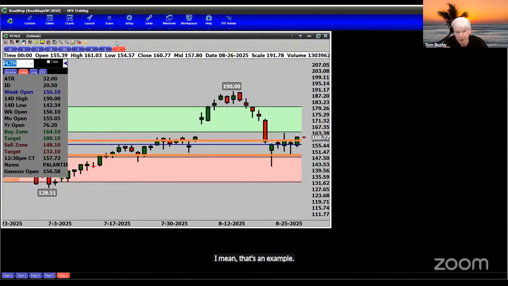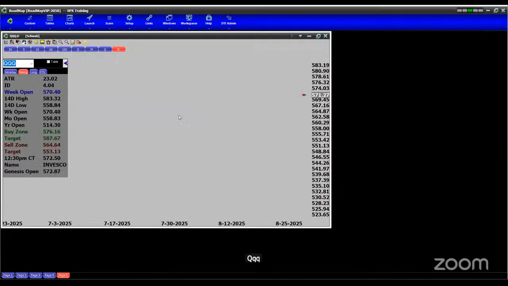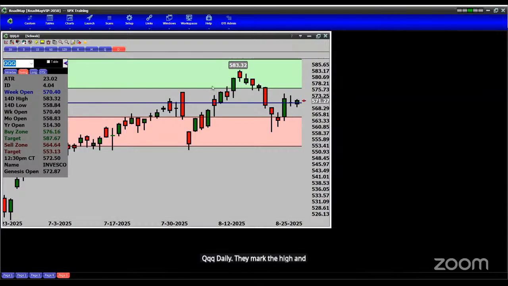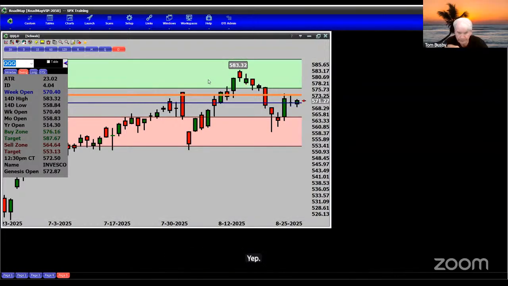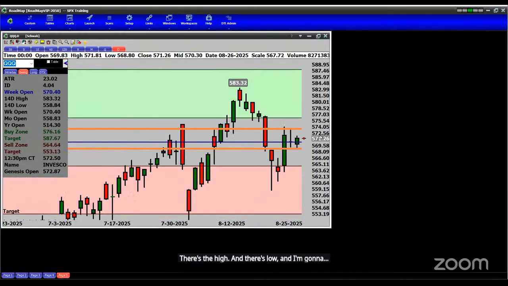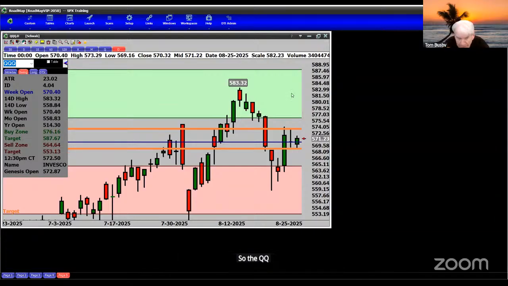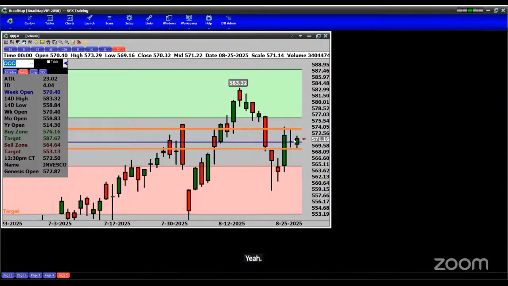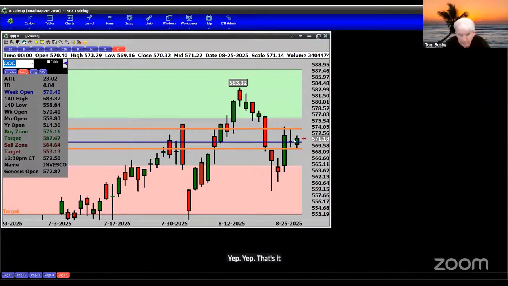You can put QQQ in there if you want to, a daily. QQQ daily. Let me mark the high and low from Monday again. There's the high, and there's the low. So the QQQ needs to go above what, 574 area, to turn really bullish? Yeah, 574, your 55 number would probably be good. 574.55, yep, that's it. And so this is what you look for on a Tuesday, for stocks that are ready to go.